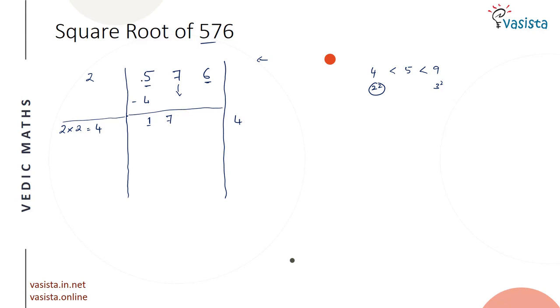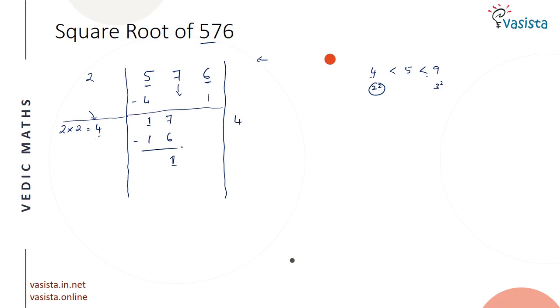This is the odd place number which lies between 4 and 9, and I am supposed to take the least one, which is 2. So subtract 2 square, which is 4. Subtract it and you are going to get 1. Multiply by 2, that is going to be 4. And this 17 I need to divide by 4. 4 fours are 16. I will subtract here, so this is going to be 1.